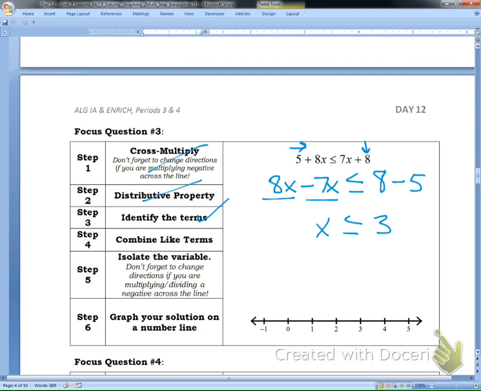I'm ready to graph it. The endpoint is at 3, and because there's that equal sign, it is a closed endpoint. My variable is on the left where I need it to be, so my inequality is pointing in the direction that I need to graph it. So I point it in this direction. And you're done.